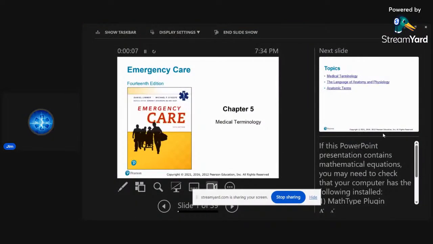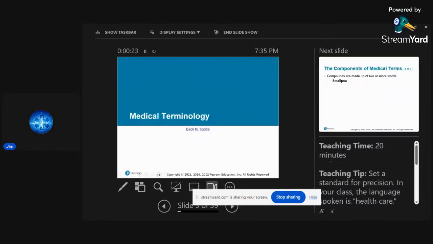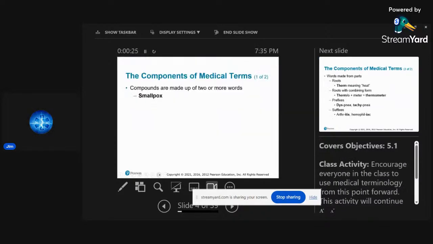All right, Chapter 5, Medical Terminology. Some of the topics we'll be talking about is medical terminology. And like I said, this is going to be very basic medical terminology, and it'll build throughout the chapters. The language of anatomy and physiology, and we'll be talking about anatomic terms. We'll start off with medical terminology.